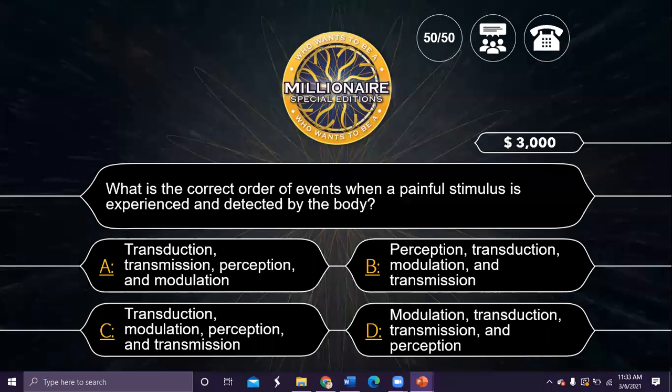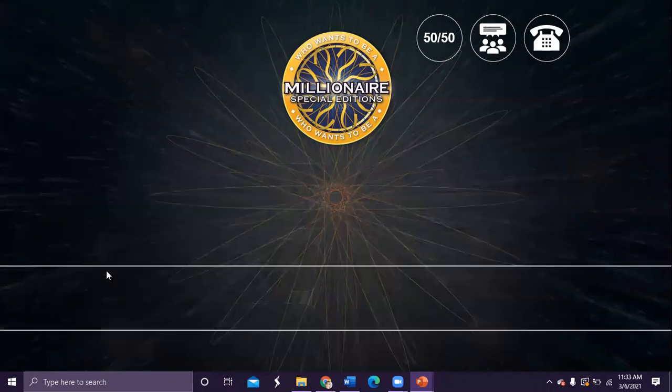What is the correct order of events when a painful stimulus is experienced and detected by the body? Transduction, transmission, perception, modulation; perception, transduction, modulation, transmission; transduction, modulation, perception, transmission; or modulation, transduction, transmission, perception. This is the 4 stages of perceptive pain. It's A. It is A, fantastic.